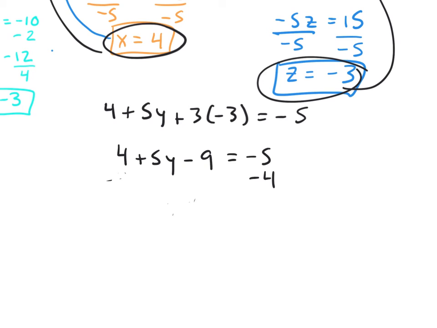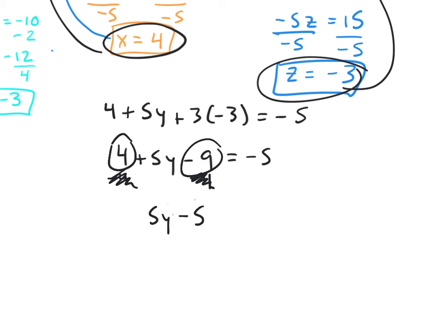We can just combine the 4 and the negative 9 together. Either way would work. The only thing that would not work is if you subtracted 4 and subtracted 4. That would not work, because if we subtract 4, we have to move it to the other side. But we can just combine the 4 and the negative 9, so that would be negative 5. So 5y minus 5 is equal to negative 5.